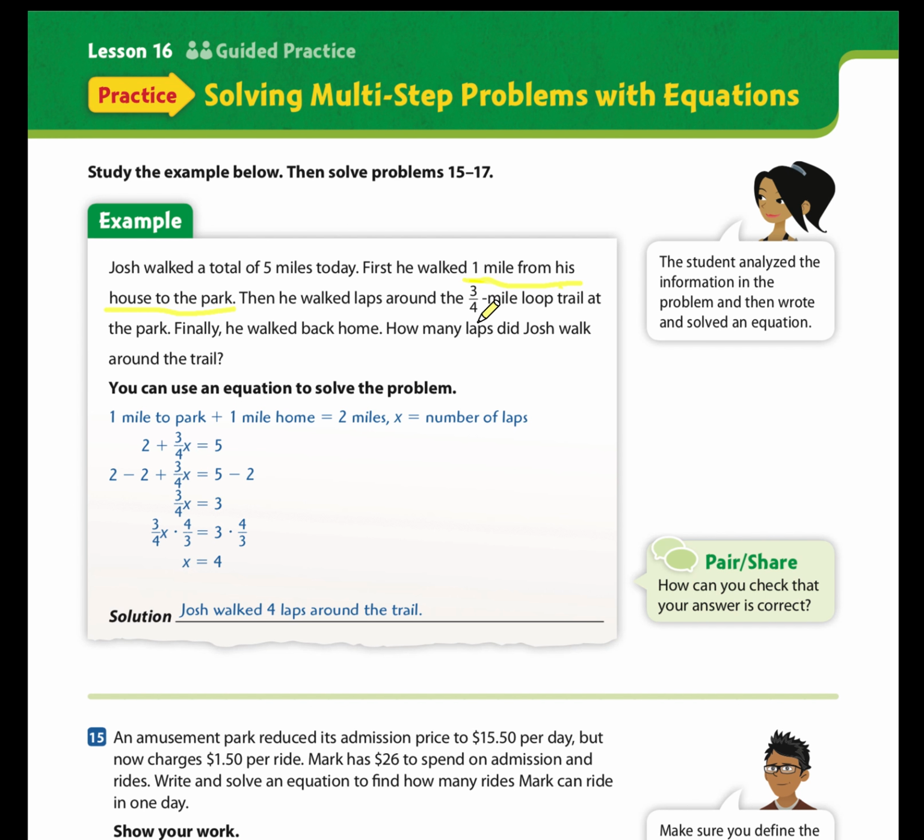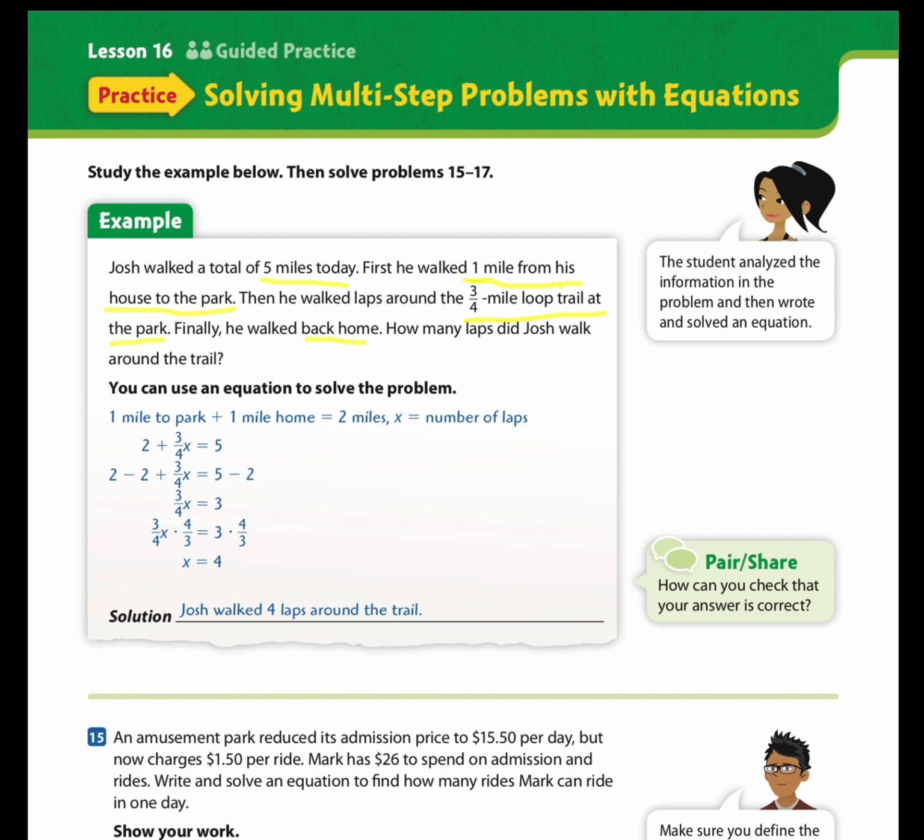Then he walked 3/4 of a loop trail at the park. So he kind of went around like in the laps. And finally, he walked back home. But you have to remember his home is 1 mile. So back home, that's an additional mile. How many laps did Josh walk around the trail? All right. Remember, his total is 5 miles today. So all of those things we should highlight.